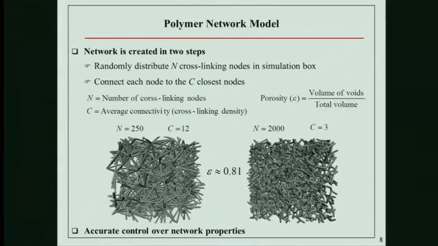Okay, so we have this network. It is elastic network. It can be deformed. It has porosity, whatever we have for normal gels. Now, the first thing we wanted to validate that we can reproduce transport properties using this network, right?